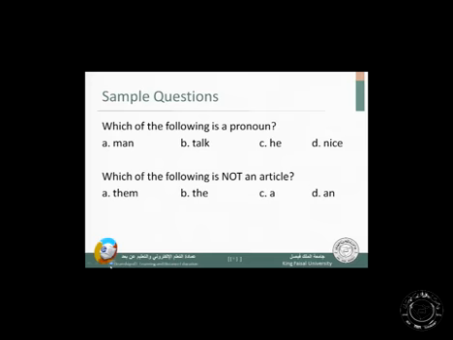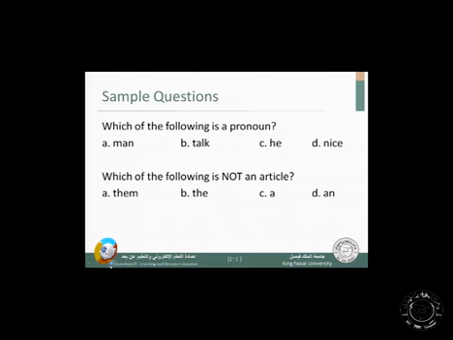So here are some sample questions that I might ask you about the forms of constituents. So for example, I might say, which of the following is a pronoun? So we studied pronouns, and I gave you examples of different pronouns. So I might give you 4 words like here. So here we have 4 words, and I say which one of these is a pronoun. So is man a pronoun? Is talk a pronoun? Is he a pronoun?